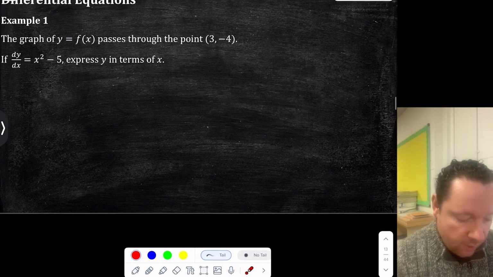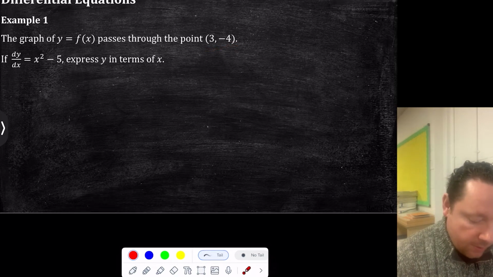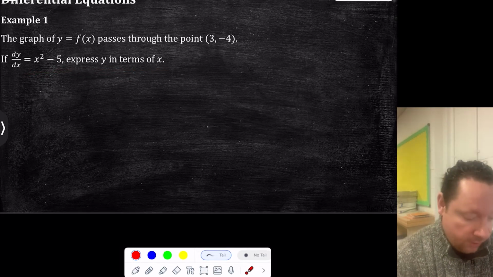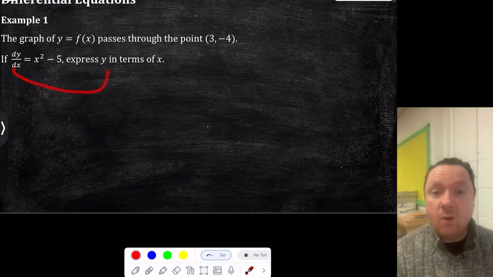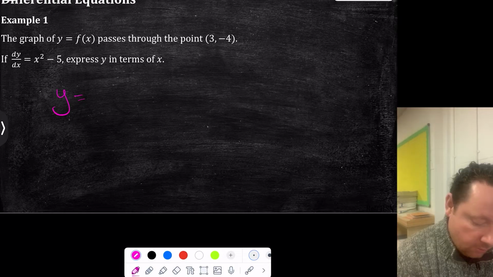Example 1. The graph of y equals f of x passes through the point 3, minus 4. dy by dx equals x squared minus 5. Find y in terms of x. So if we're given dy by dx and we have to find y, we are integrating. So y equals the integral of x squared minus 5 dx.